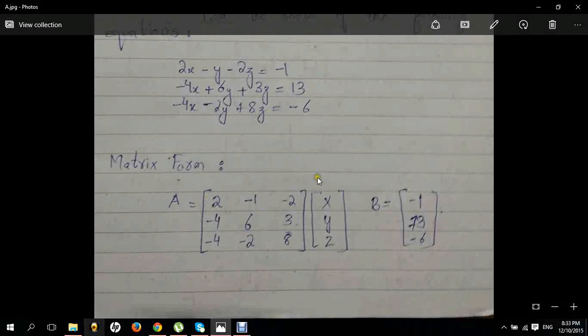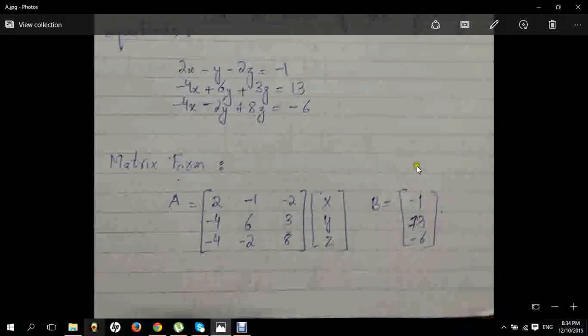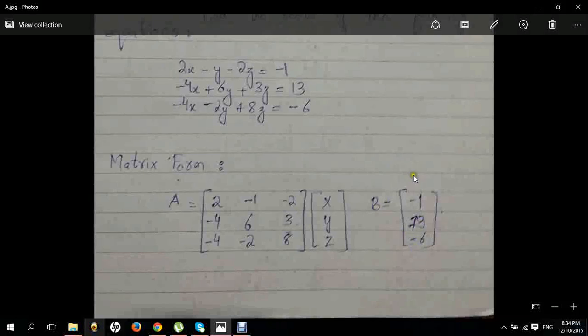Similarly, you can make another vector of variables which are x, y, and z, as you can see here. And on the right side of the equations, we have our constants which are minus 1, 13, and minus 6. We have assigned this matrix as letter B. So this is our matrix B.